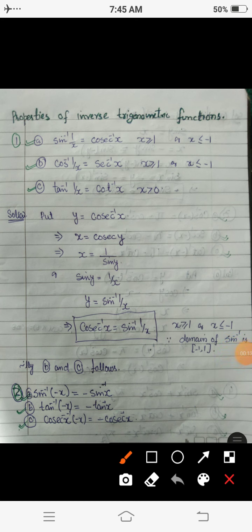Now the first property is, we have to prove that sine inverse 1 upon x equals cosec inverse x. The second property, which connects cos inverse with sec, is cos inverse 1 upon x is sec inverse x. While the third one is tan inverse of 1 upon x is cot inverse x.